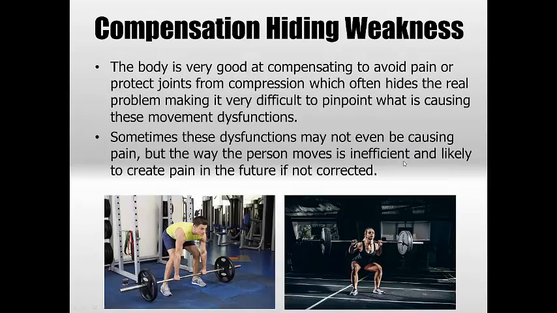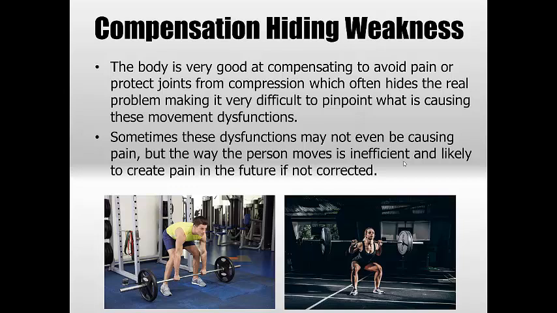All right, so the compensation makes it really messy, because the body's really good at trying to avoid pain and further destruction of joints by creating stiffness and protecting them, which often hides the real problem, which is the weakness. And it makes it real difficult to pinpoint what is causing these problems. So you'll see stiffness is easy to spot, but if it's a byproduct of something else, what is it a byproduct of? Where is it coming from? Where's the original weakness that it's trying to protect?